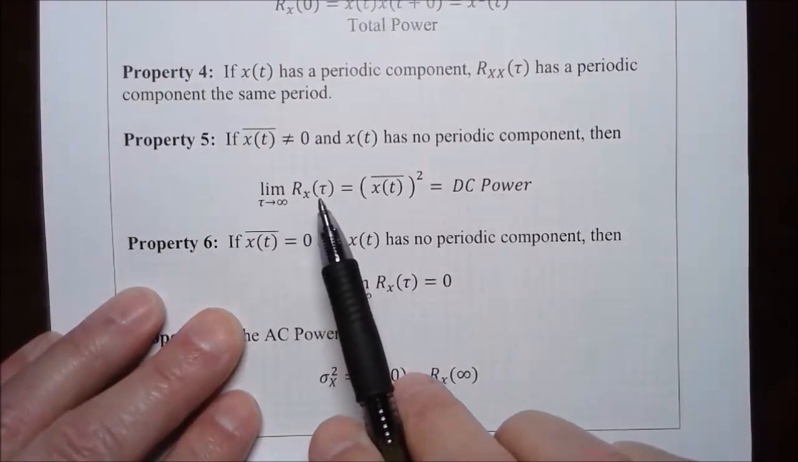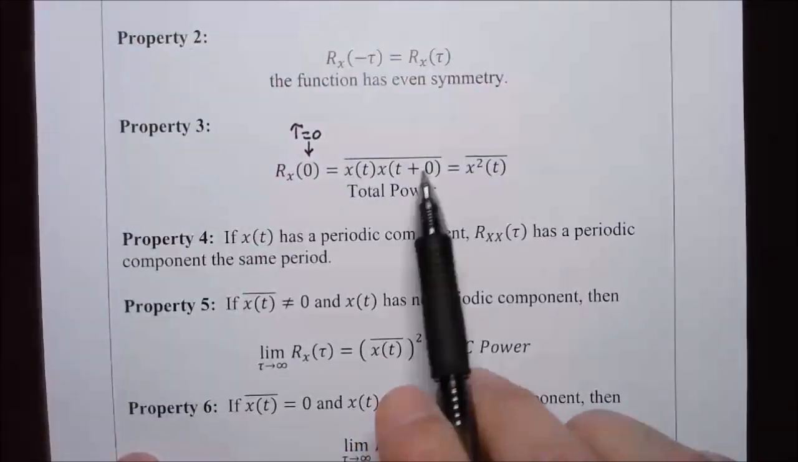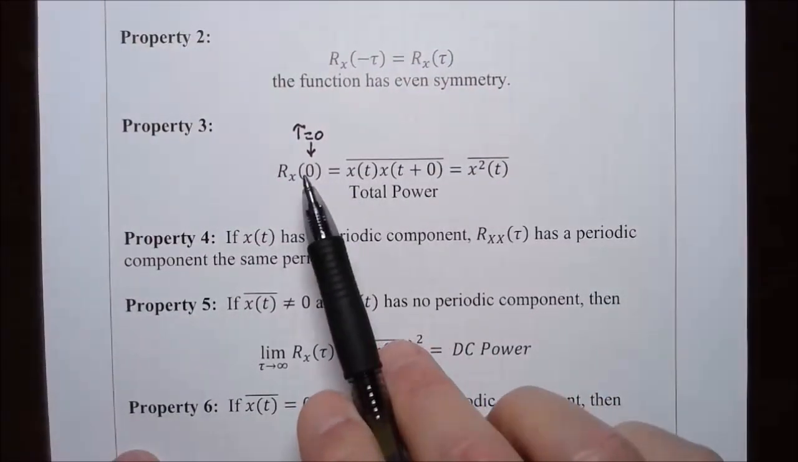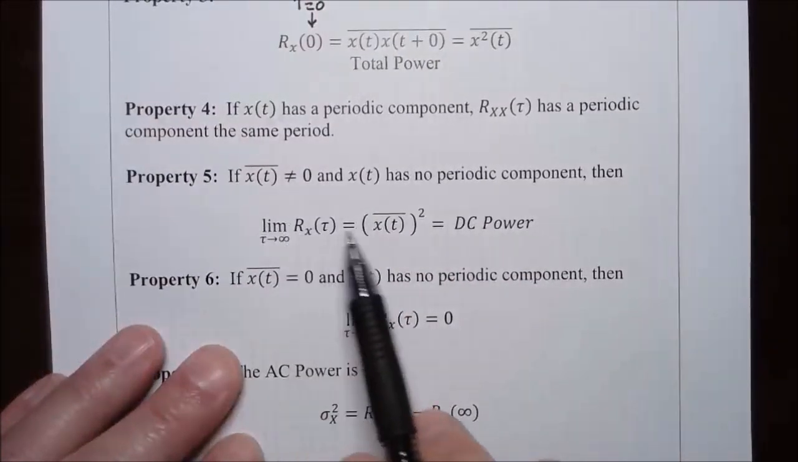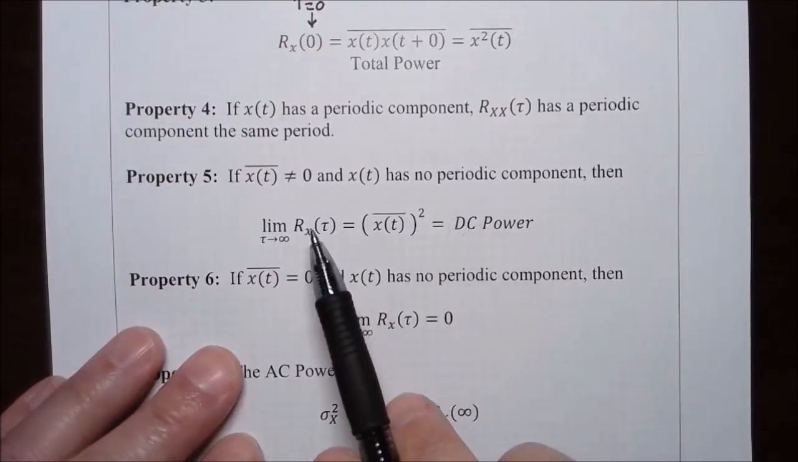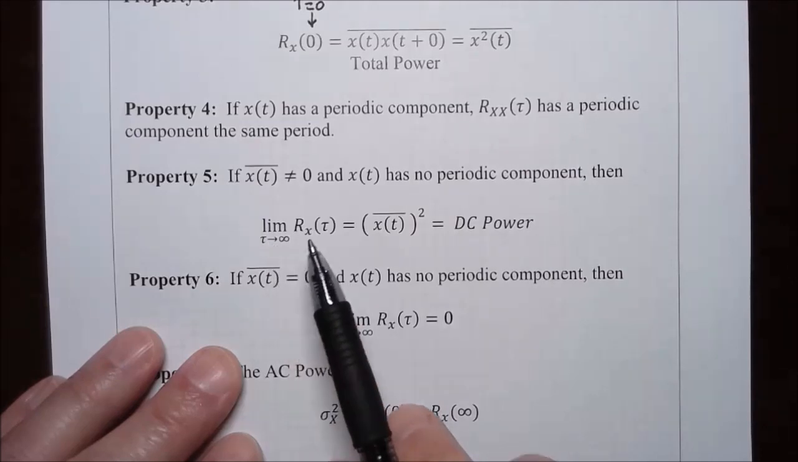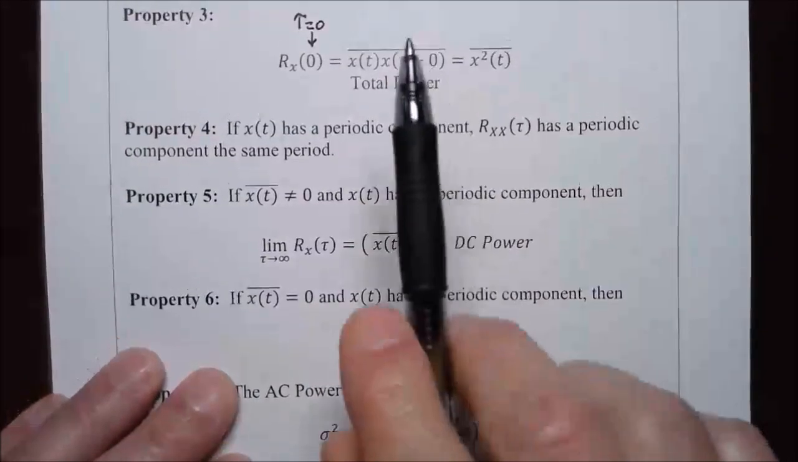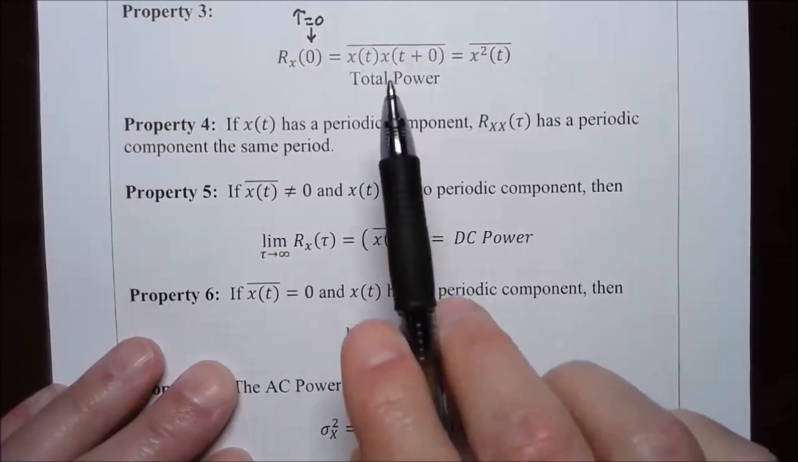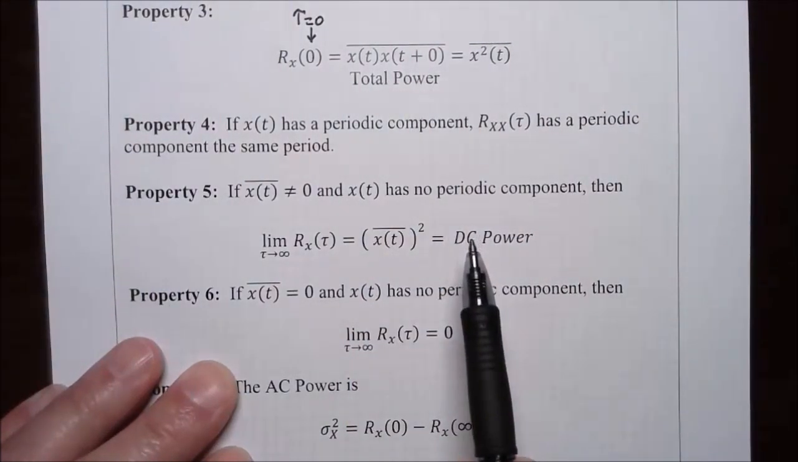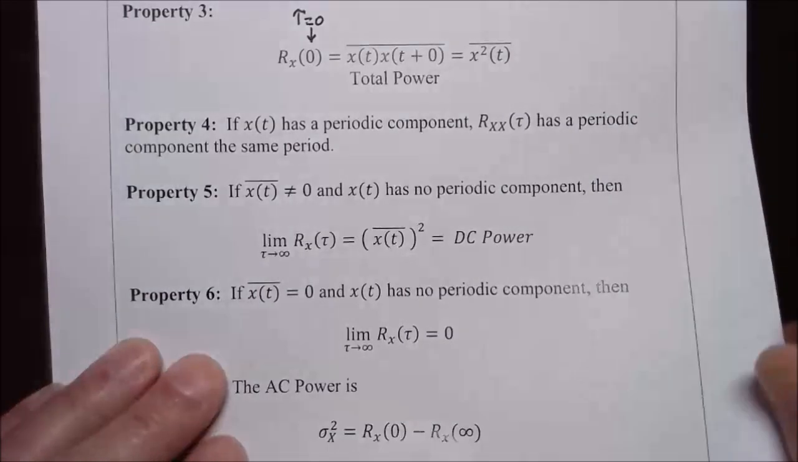So from the autocorrelation function, we can read the total power at time shift tau equal to 0, and we can read the DC power at time shift tau approaching infinity. And if you know the total power and the DC power, you take total power minus DC power, and you are left with the AC power.